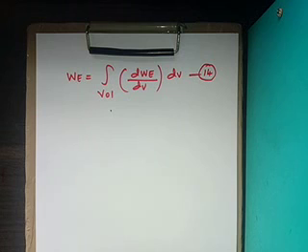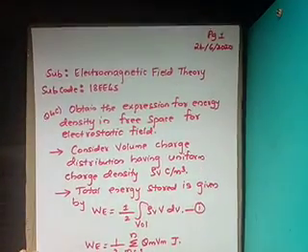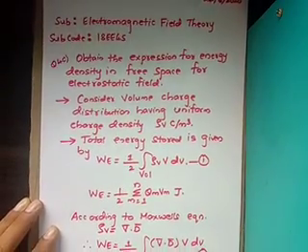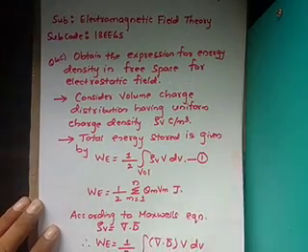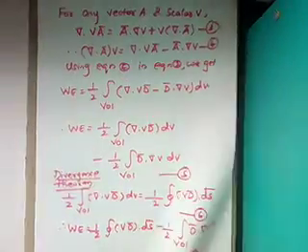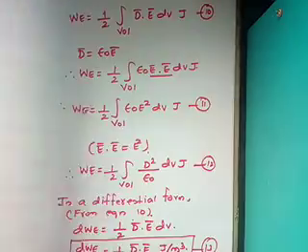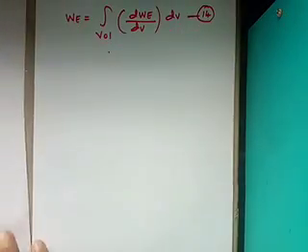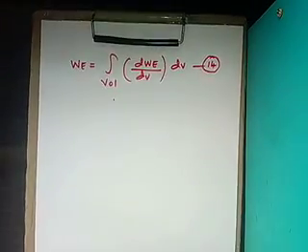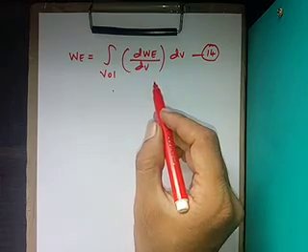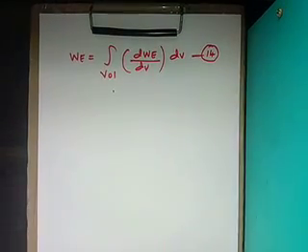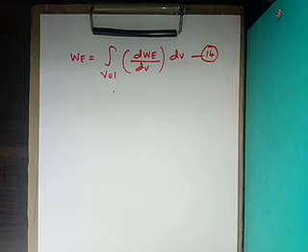So that's all, students. We have derived the equation for the energy density in free space for the electrostatic field. We have used various equations, and finally we have arrived at the equation WE is equal to volume integral dWe by dV into dV. That is our total energy in free space for the electrostatic field.